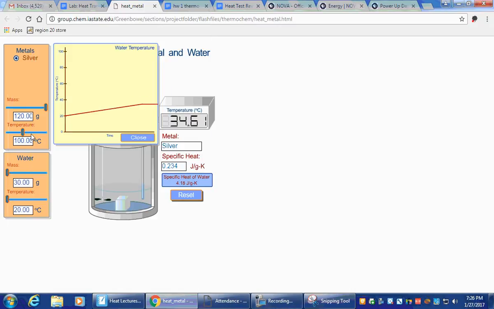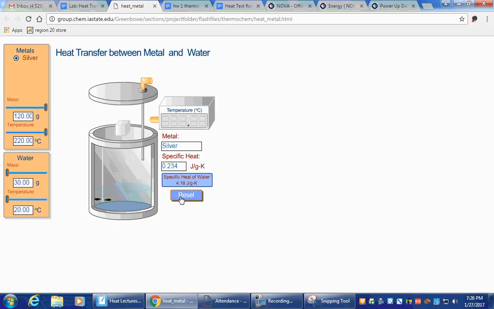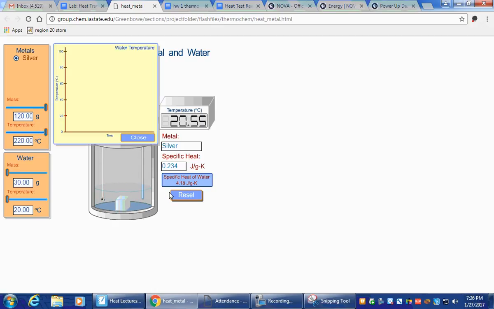I'm going to go back and I'll redo the experiment here. So let's reset it. Silver, 120. Keep everything the same. 220. And we're going to compare the relative steepness of this real quick. Look at that. So I want you to finish the statement. The greater the difference in temperature, the blank, right?